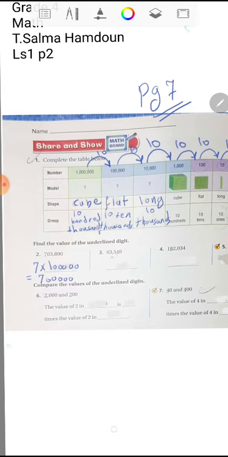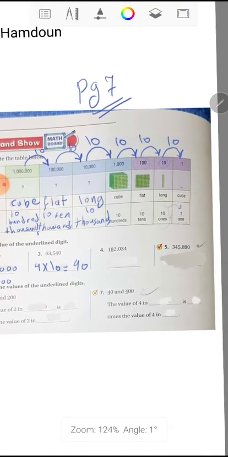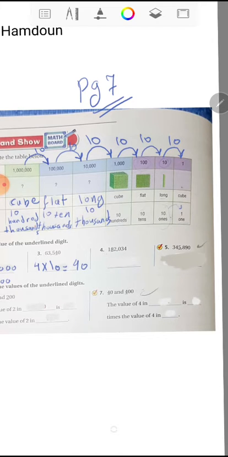Now what about this one? The number here in the tens digit, number 4. So to find the value of the number, you have to multiply the number by 10, as I said yesterday. So 4 multiplied by 10 will be 40. Okay, let's continue.